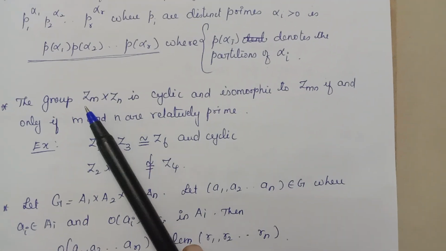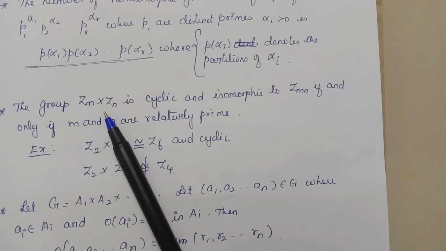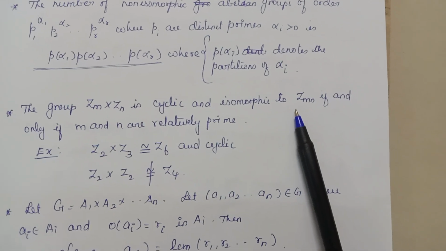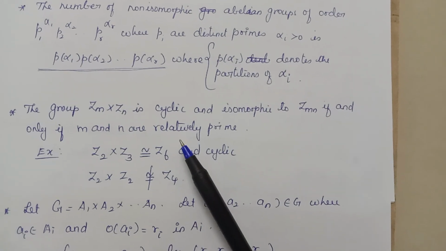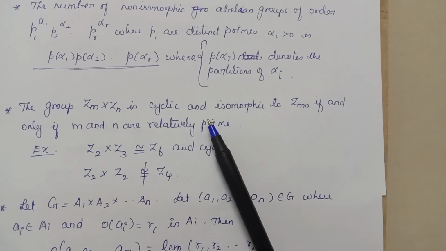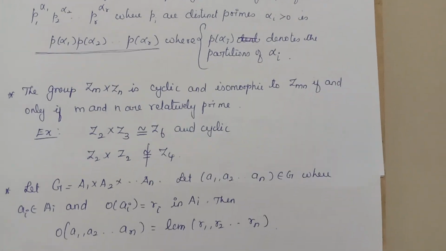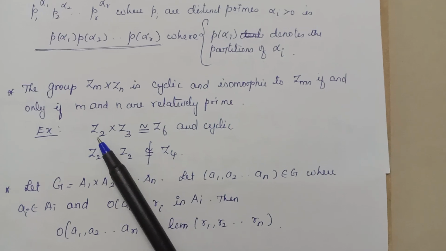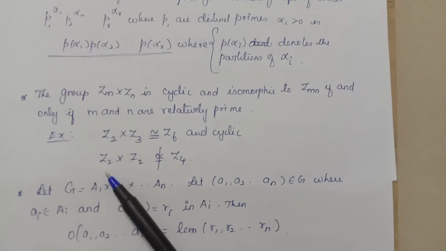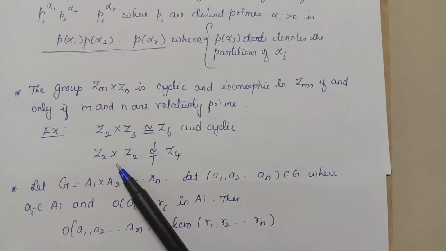Zm cross Zn, you know what is Zm and Zn, no? Modulo groups of order m and n. Zm cross Zn is cyclic, and it is isomorphic to Zmn if and only if m and n are relatively prime numbers. Otherwise, we cannot have this result. So, cyclic and isomorphic, both are achieved only when m and n are relatively prime to each other. For example, Z2 cross Z3: here 2 and 3 are relatively prime numbers, so it is isomorphic to Z6 and it is cyclic. But Z2 cross Z2 is not isomorphic to Z4 because 2 and 2 are not relatively prime.